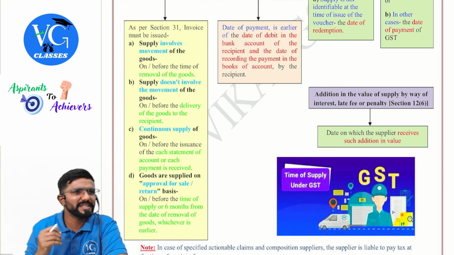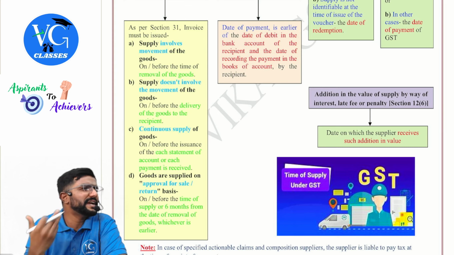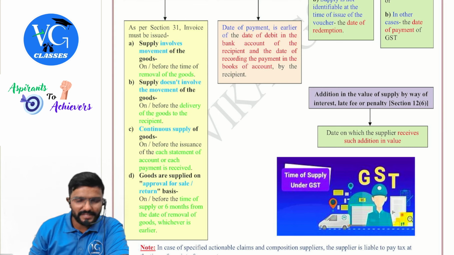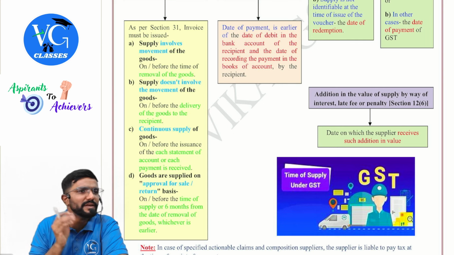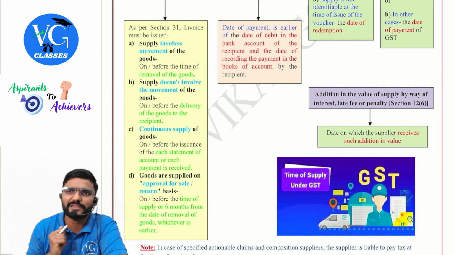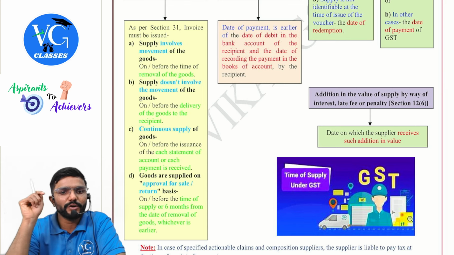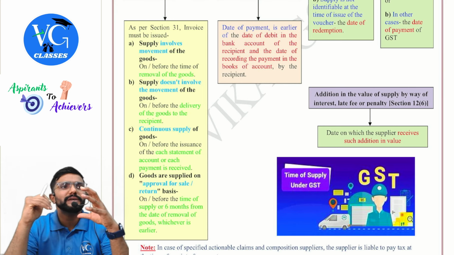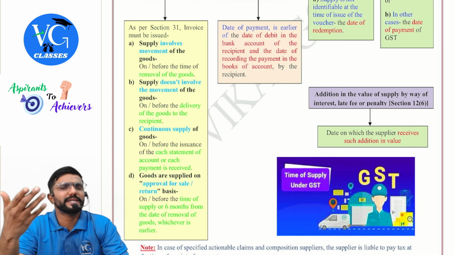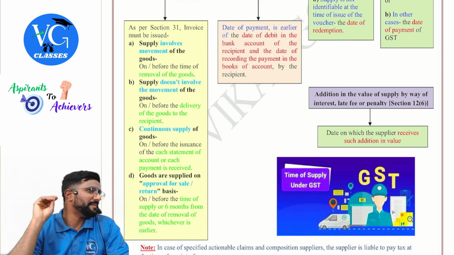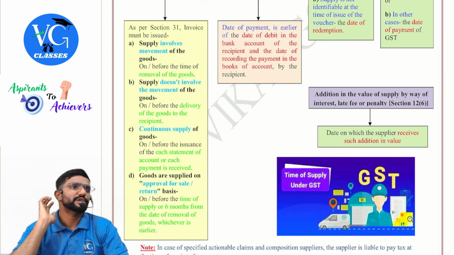Continuous supply of goods means the supplier is continuously supplying the goods to the recipient, every day, day in, day out like that. In that case, will they issue an invoice and get the money every day? May not be. Maybe once in a week, once in 10 days, once in a month like that. On or before the issuance of each statement of account or payment is received. Because normally the supplier will issue a statement of what all he has supplied. Assume once in 10 days, and the recipient will make payment. So we have to take the date on which the account statement is given or the payment is received.